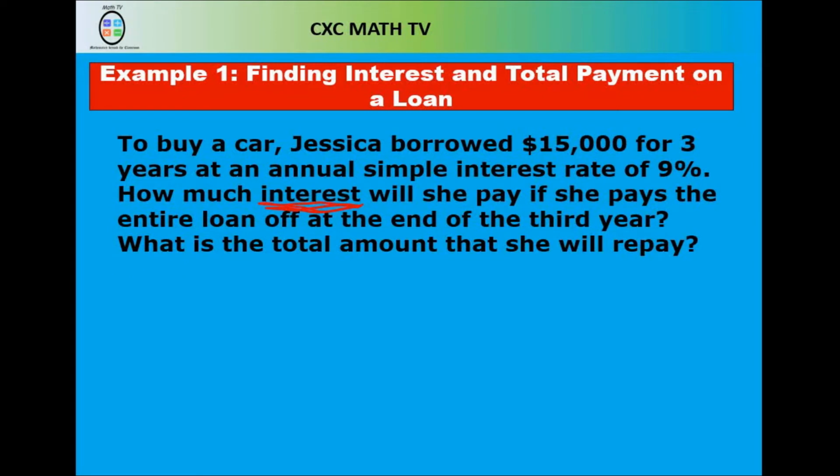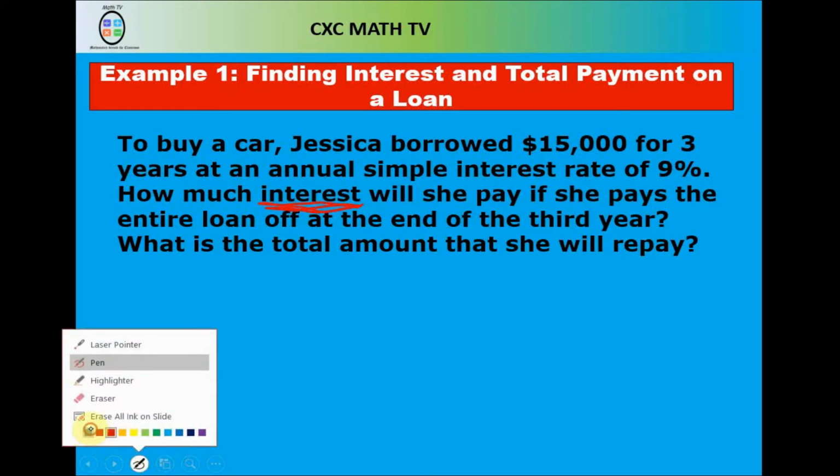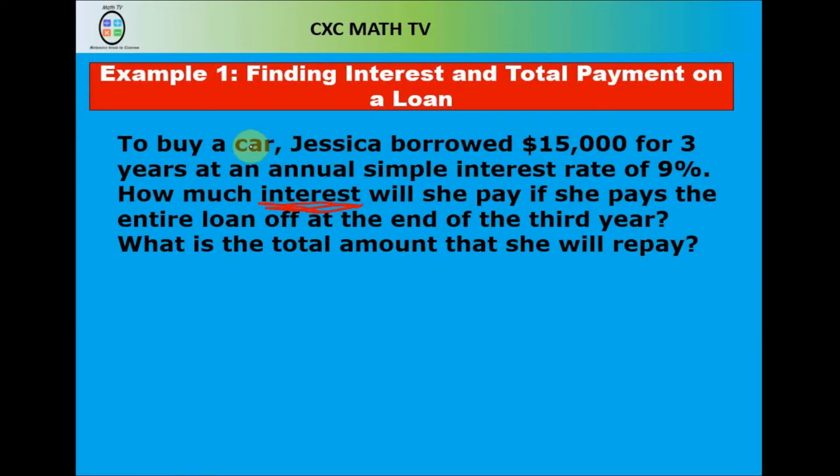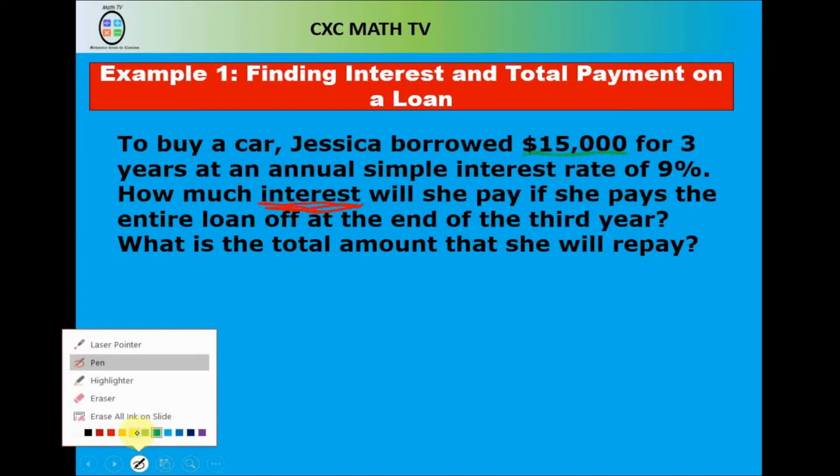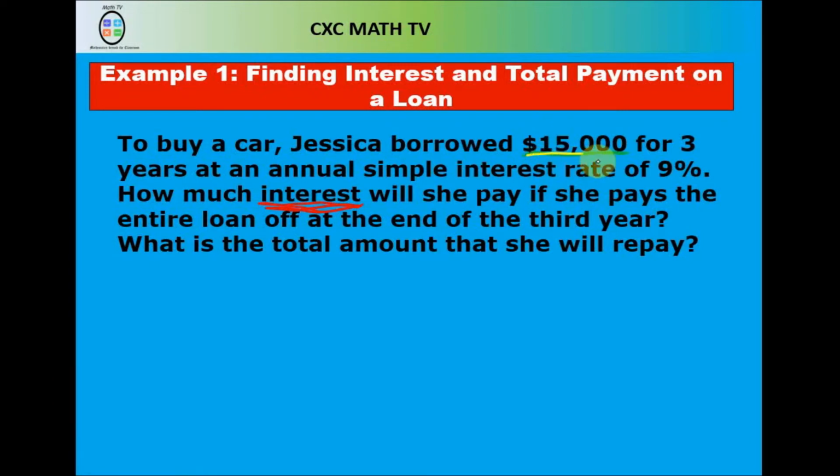The first thing I want you to do when doing these questions is to identify your P, identify your R, and identify your T. So I'm going to change the color and underline it. In this question, notice they told us that Jessica borrowed $15,000. So remember, what did we say was principal? The initial amount borrowed. So this $15,000, that is our P, or principal.